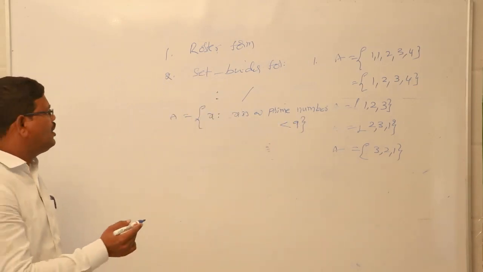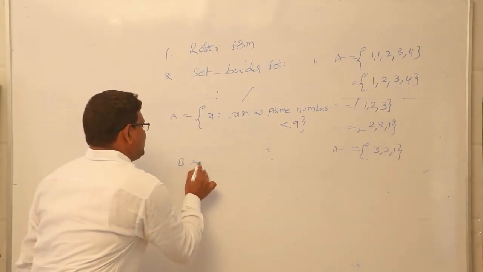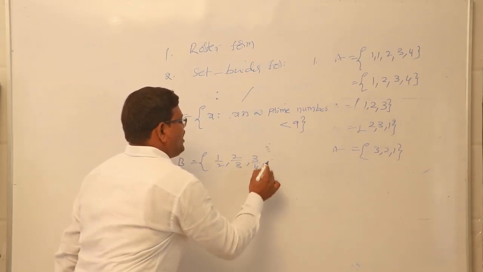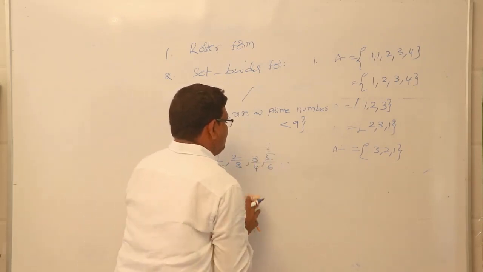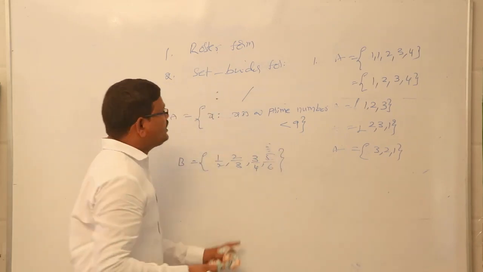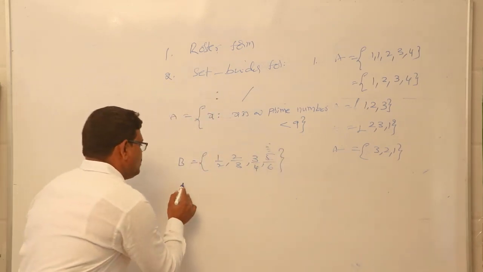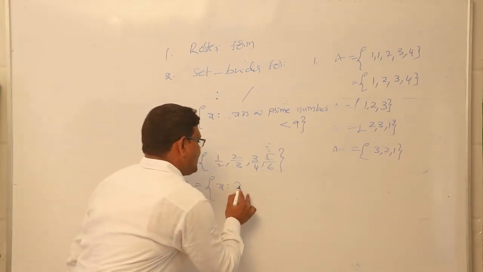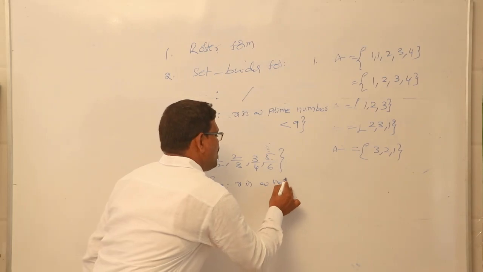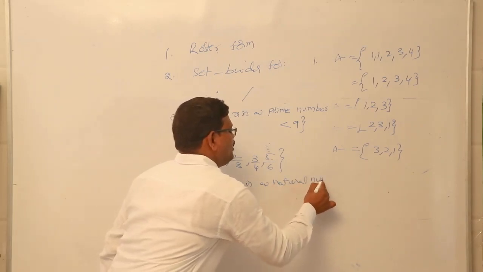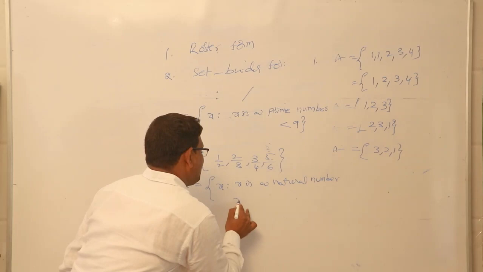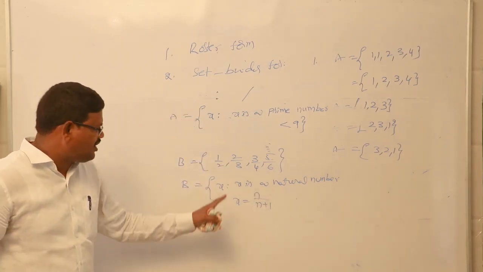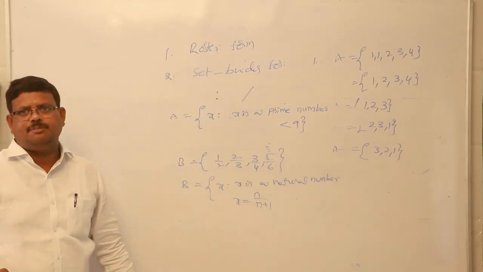Suppose one more example I would like to explain is the set of 1/2, 2/3, 3/4, 5/6. So how to represent it in set builder form? B equals x such that x is a natural number, and x equals n divided by n plus 1. In this way, we represent a set in set builder form.